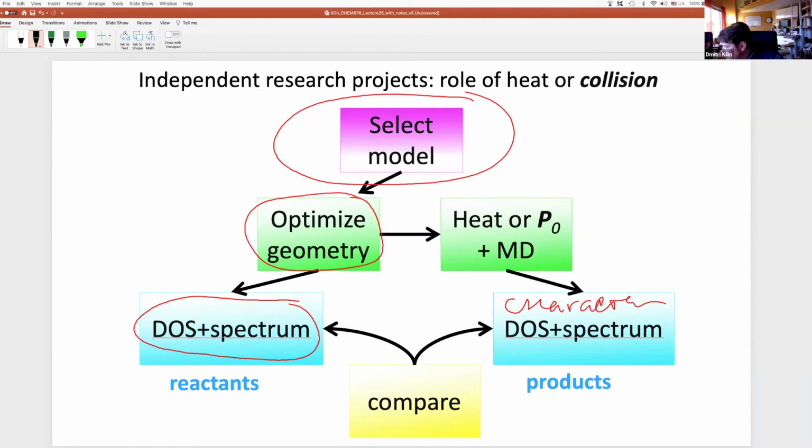So we did discuss this little chart last time. The modifications could be substantial. It's only the general trends, what to do if you do not know what to do. So select a model, optimize geometry, characterize by density of states and spectrum, then practice molecular dynamics, find again density of states and spectra, and compare.